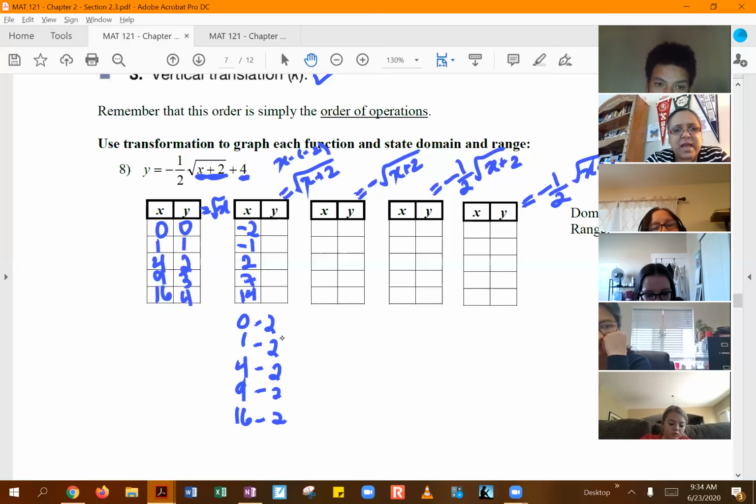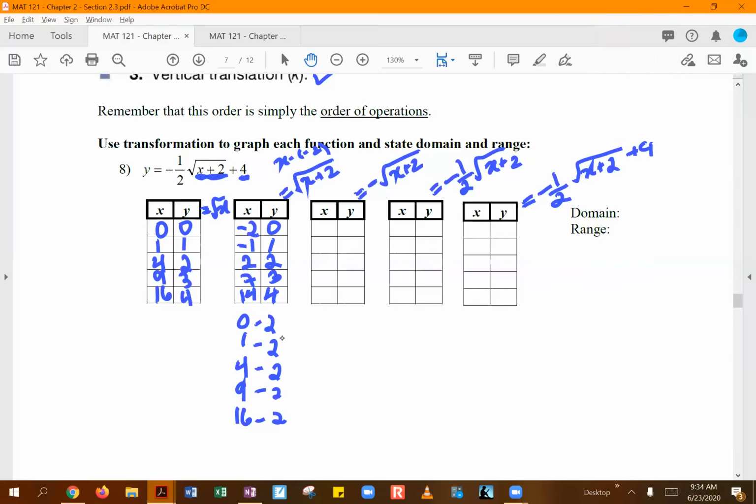So you should have square root of 0 is 0, square root of 1 is 1, square root of 4 is 2, square root of 9 is 3, square root of 16 is 4. So the same y values as the original. So the only thing that's happening is, remember, your graph is moving 2 units to the left, but your y values are still staying the same. So you should still have the same exact curve. The only thing is you've now moved it 2 units to the left.